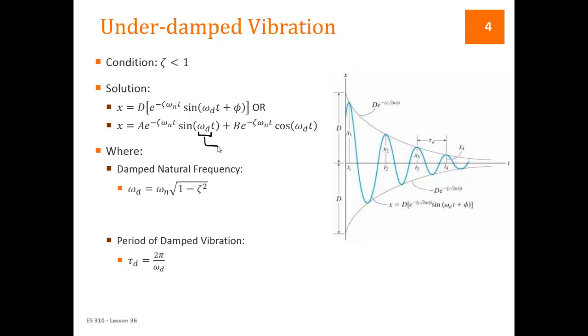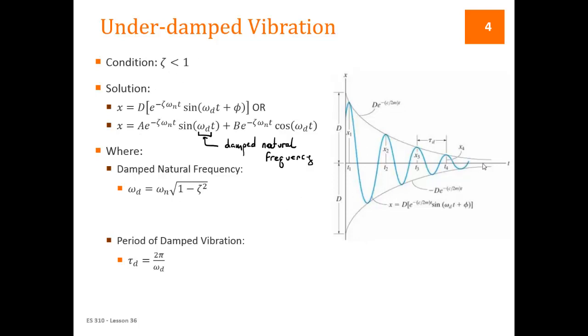Now we've introduced a new quantity, omega d, which is called the damped natural frequency of our system. Because there is damping in our system, the actual frequency of vibration is not omega n, but is shifted slightly. Omega d is mathematically given by omega n times the square root of 1 minus zeta squared, and zeta, again, is less than 1 for this situation.